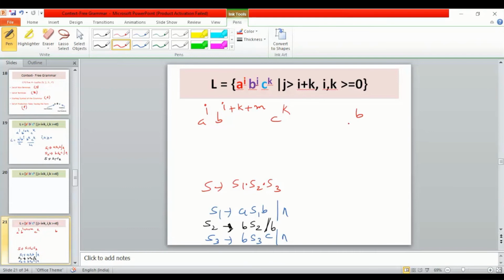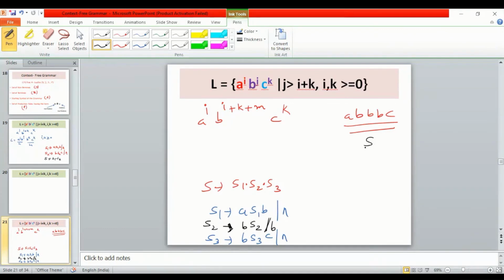And then we have A and B, and we have B and C. This is a valid string where J is greater than I plus K. Also other valid strings we can derive. So let us first derive this.